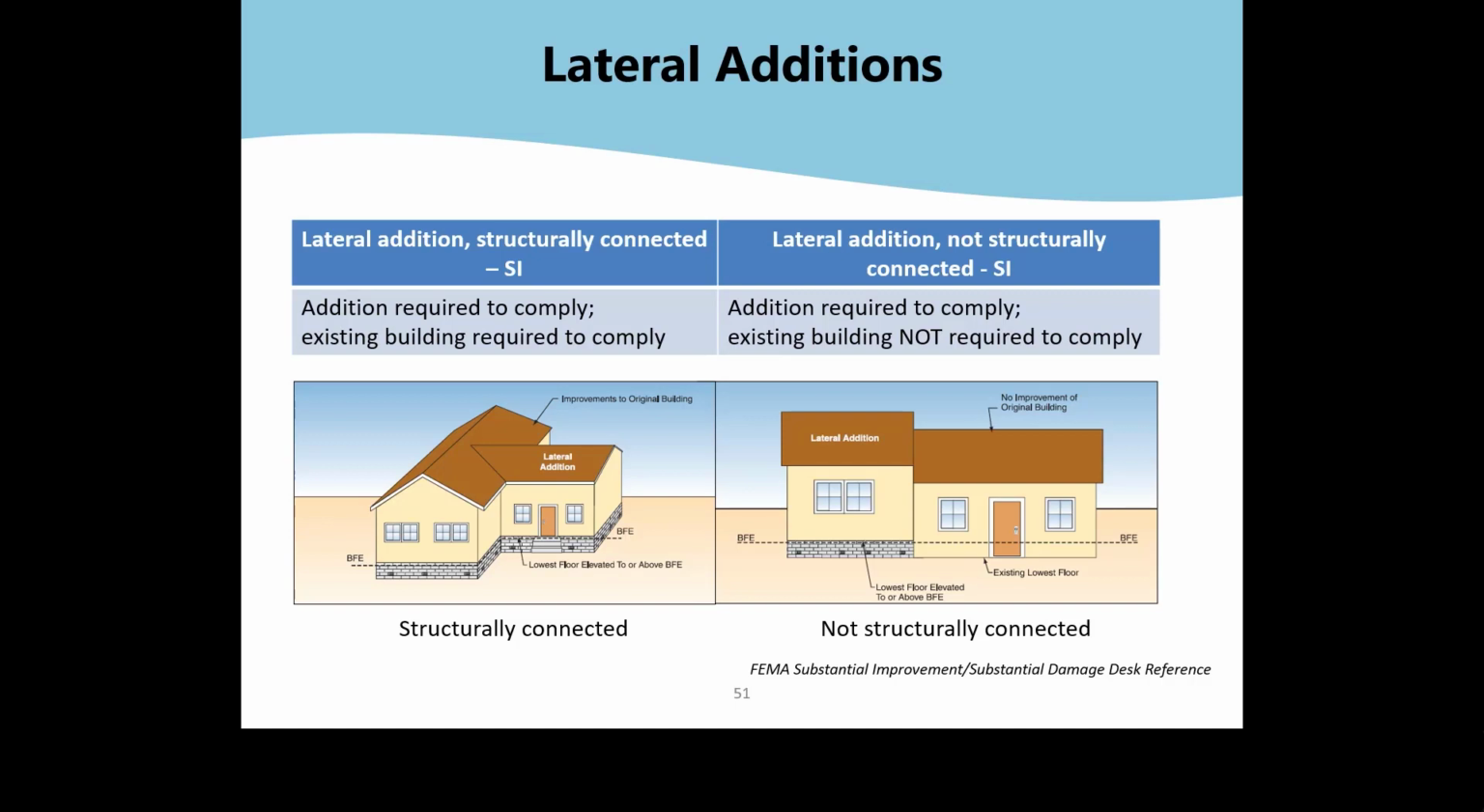On the right, you have a situation where you have an addition that is not structurally connected, meaning the load-bearing structures are separate. For the common wall, the only change that's occurring is you're adding in that doorway between the two. And so in a case like that, the addition would need to meet the requirements of your current floodplain ordinance, but the original building would not need to meet those requirements.